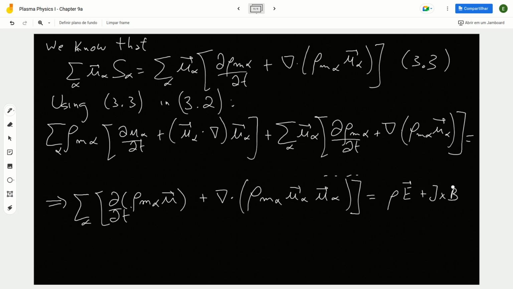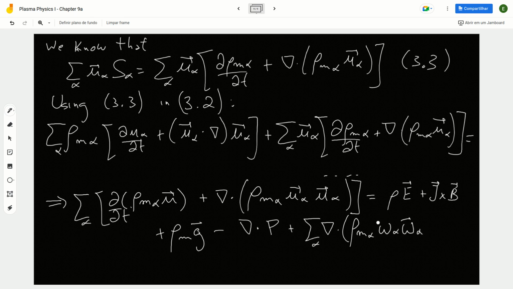J cross B, rho gravity, minus divergence of pressure, plus the sum over alpha of the divergence of rho alpha omega omega. All right, this is 3.4.